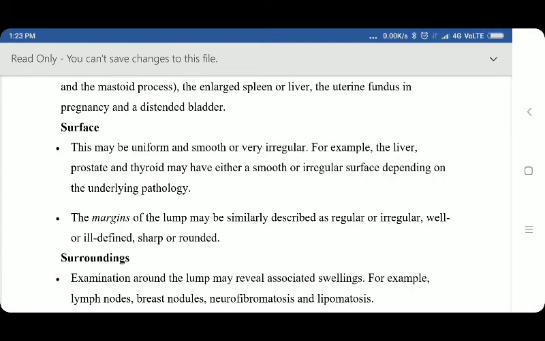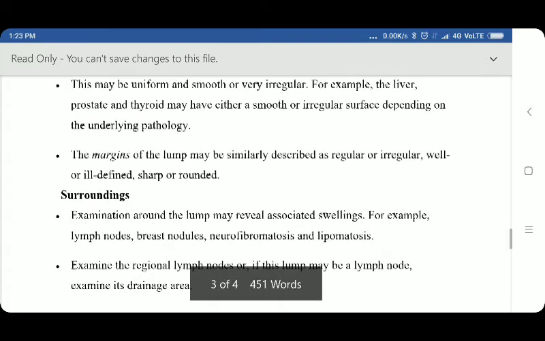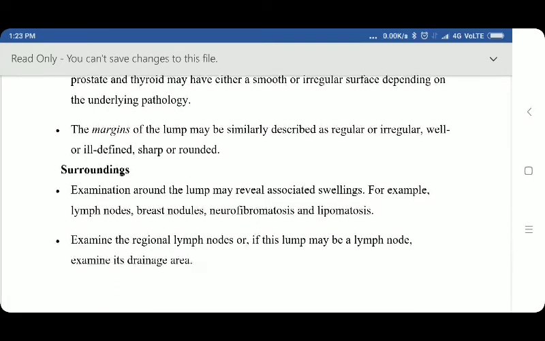Then surface. This may be uniform and smooth or very irregular. For example, the liver, prostate, and thyroid may have either a smooth or irregular surface depending on the underlying pathology. The margins of a lump may be similarly described as regular or irregular, well or ill-defined, sharp or rounded.